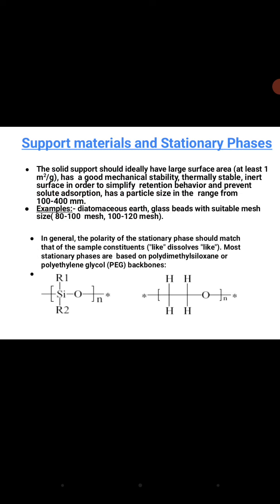Support materials and stationary phases. The solid support should ideally have a large surface area, good mechanical stability, be thermally stable, and have an inert surface in order to simplify retention behavior and prevent solute adsorption, with a particle size in the range from 100 to 400 millimeter. Example: diatomaceous earth, glass beads and suitable mesh size.